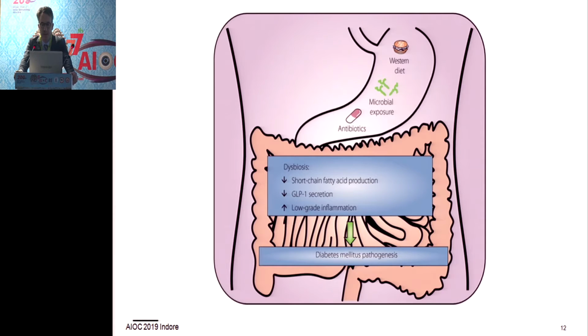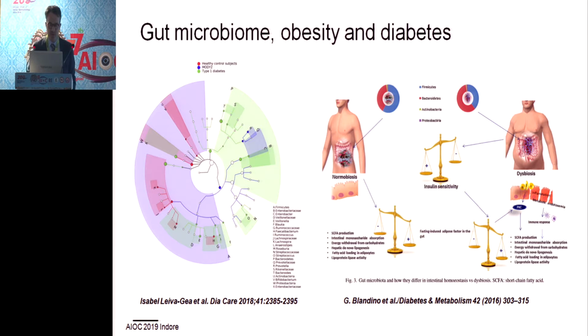diabetes. And it is thought that alterations in the gut microbiome composition change the way we digest the food and the way we deal with the digested food. And it's thought that if we have a dysbiosis in the gut microbiome, this predisposes to diabetes mellitus. And these are two just recent studies basically confirming this.